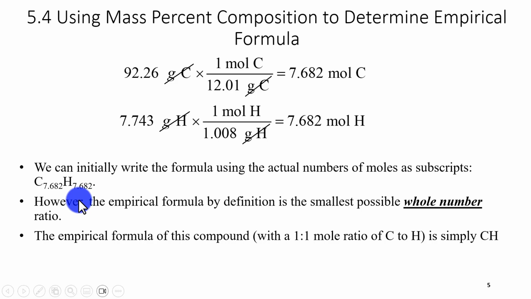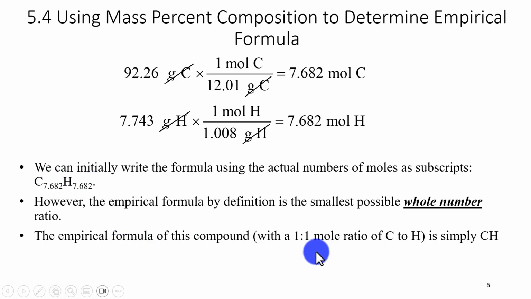But we'll use another example where we have to figure out which of those three numbers will be the smallest, then divide everything by the smallest number. So in this case, since they're the same, I divide C 7.682 divided by 7.682, H 7.682 divided by 7.682. 7.682 divided by 7.682 gives me 1, and the same thing for hydrogen.